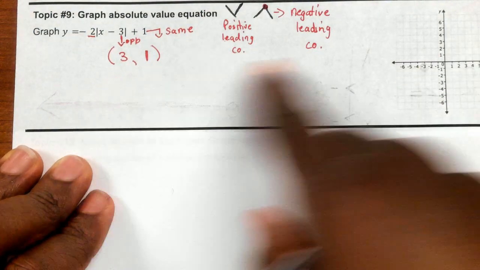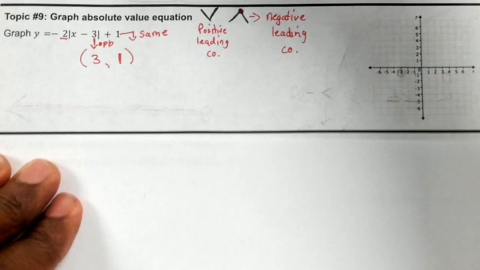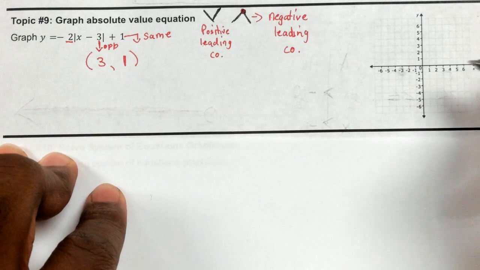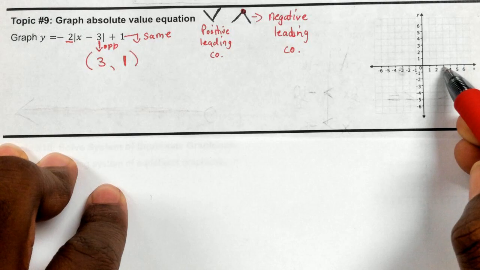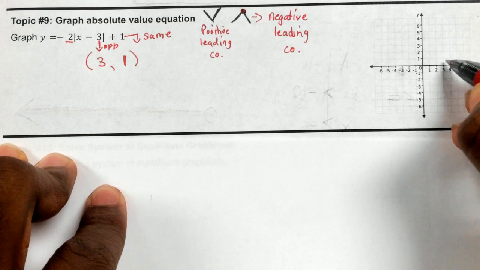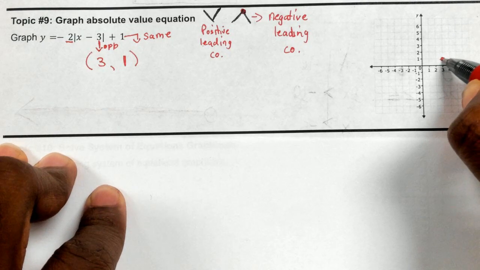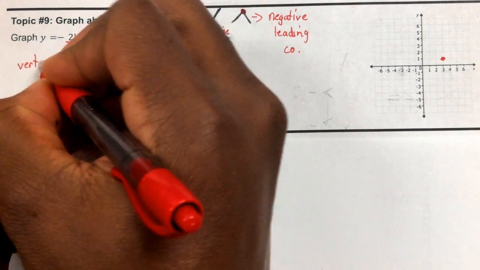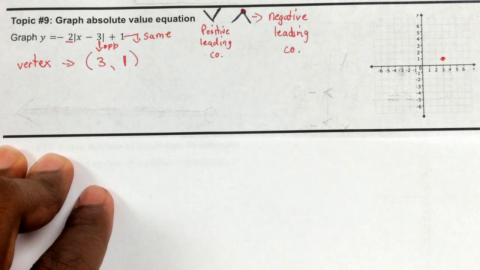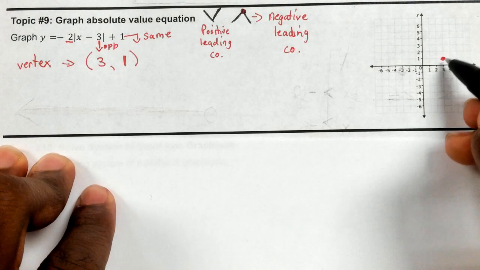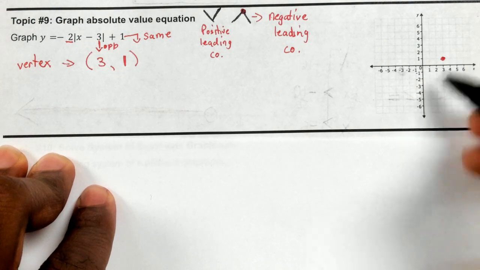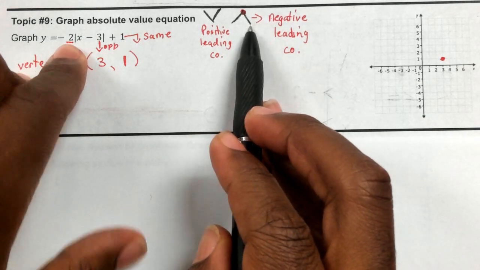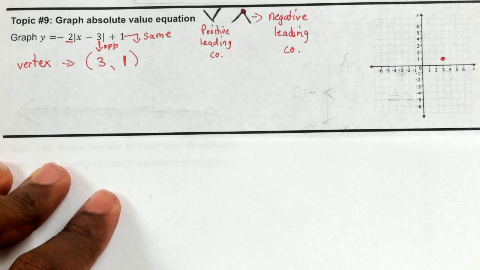So on my graph right here, I will plot this point (3, 1). That would mean 3 for the x and +1 for the y. So this is what my vertex is. Again, this is called your vertex because that's where all points meet. And I know that my graph is going to be going downwards because the number in front is negative. But I need to make sure that my graph is accurate.